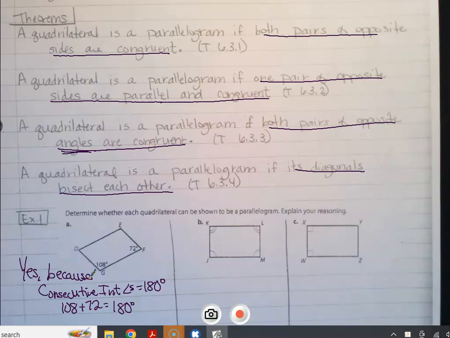So you could also know the measure of angle E now. You can know the measure of angle D. You know what sides are parallel. You list all those things. Okay, how about B?